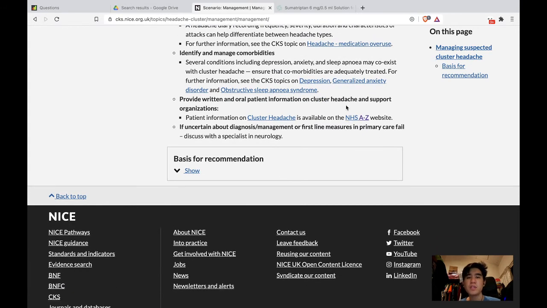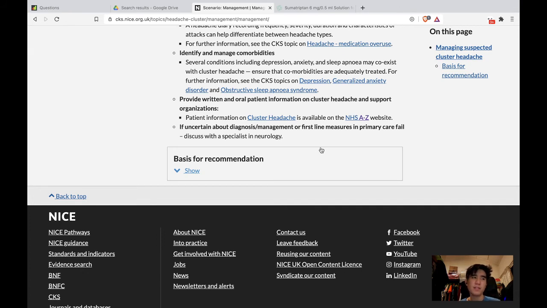Provide written and oral patient information on cluster headache and support organizations. Patient information on cluster headache is available on the NHS A to Z website. If uncertain about diagnosis or management, or if first-line measures in primary care fail, discuss with a specialist in neurology. So in conclusion, you treat cluster headaches with either short burst oxygen therapy, which is 12 to 15 liters of oxygen given via a non-rebreather mask for 15 to 20 minutes, or you give intranasal or subcutaneous triptan, for example sumatriptan.